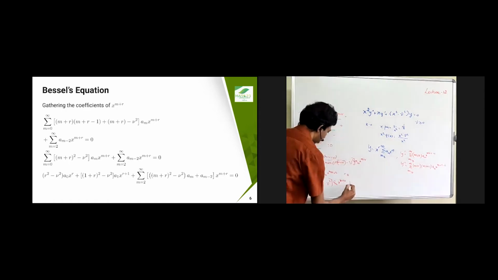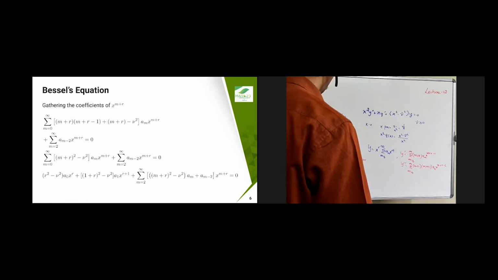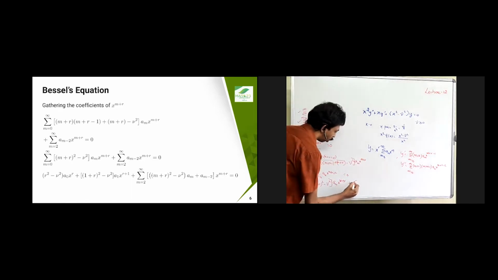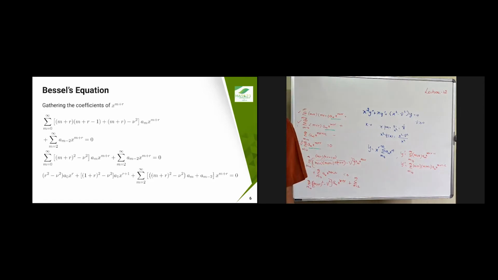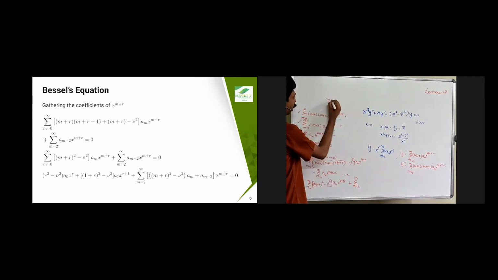plus this term. For this term I'm going to do a little adjustment. Here m equal to 0 is there, so instead, I'm going to start from m equal to 2 to infinity. If I start from m equal to 2 to infinity, then the first term, a_0, is going to come. But if I put m equal to 2, then here I've got to put m going to m minus 2.